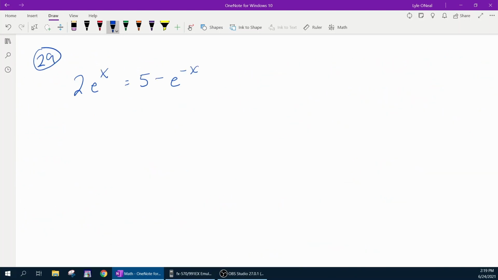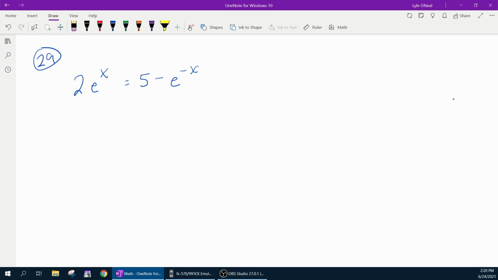And our last example in this lesson, we have 2 times e to the x equals 5 minus e to the negative x. And the instructions say solve. Notice in this example, I do have two terms that both have an exponential piece. And look at this, I also have a constant.